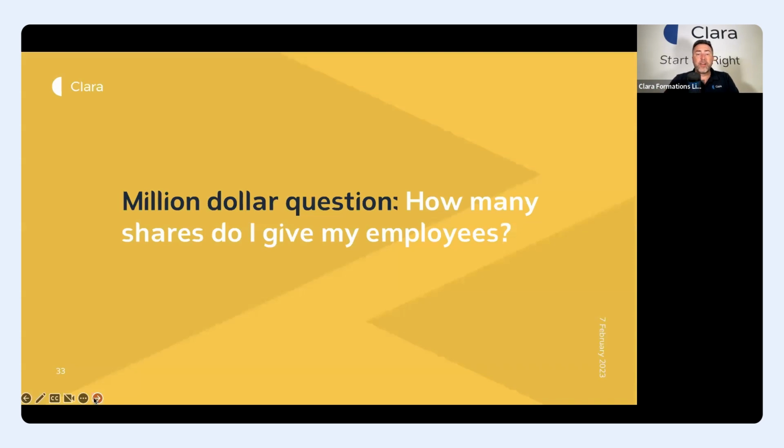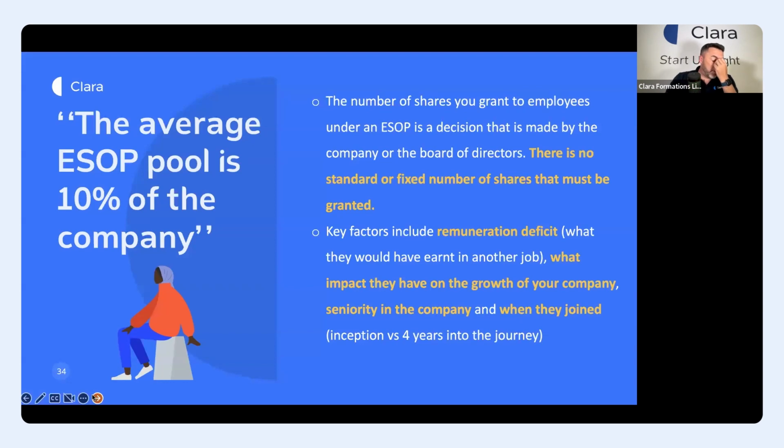So the $1 million question: how many shares do I give my employees? Now, firstly, in terms of the pool, probably the most average one, the one that everyone sort of starts with, is about a 10% ESOP pool in the company. Doesn't mean you have to do it. You can start with 5%, you can start with 2%, you can start with 20%. But I would just say the average is about 10%.